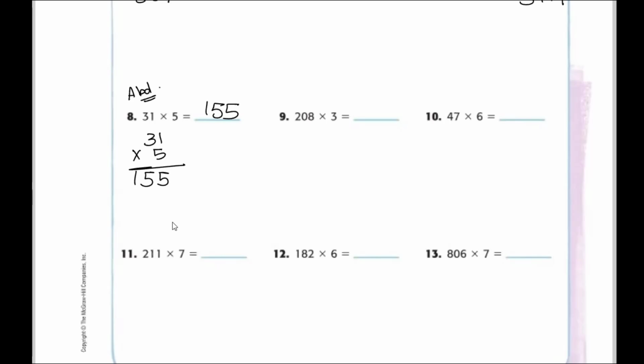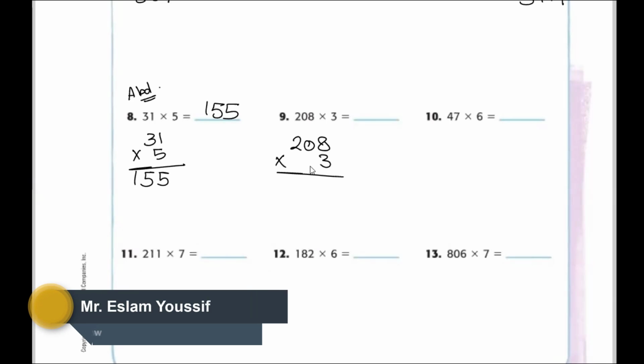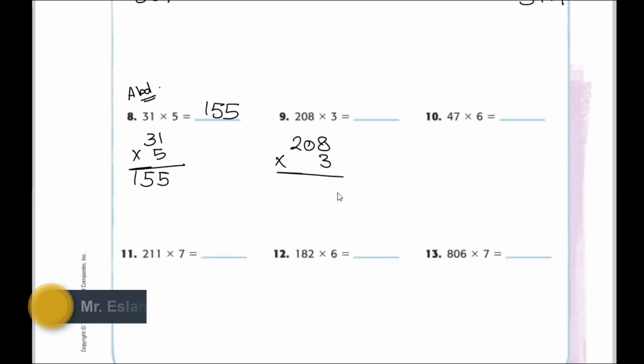Walid. Yes, mister. Solve with me question number 9. We have a horizontal one, so we'll write it as a vertical one, 208 multiplied by 3. Now, 3 multiplied by 8 equals 24. We put 4 and carry 2 up. Then 3 multiplied by 0 equals 0, plus 2 equals 2. And 3 multiplied by 2 equals 6.